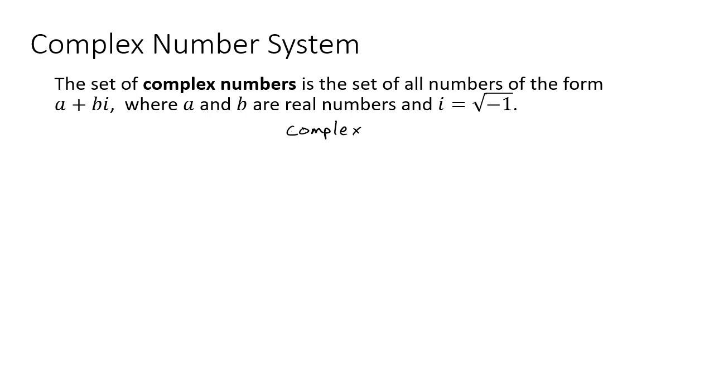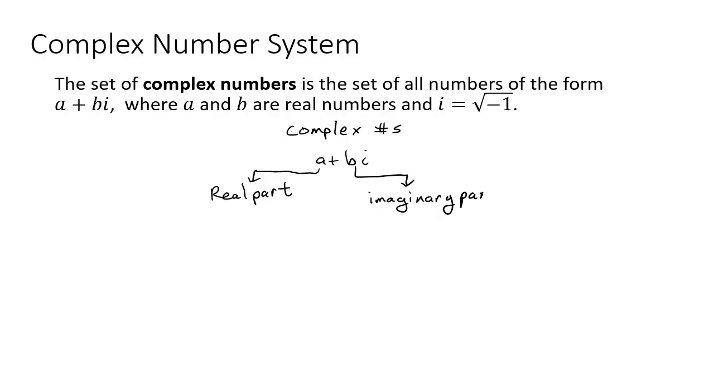So our complex numbers are numbers of the form a plus bi. The part without i, a, is called the real part of the complex number. And the part bi is called the imaginary part. i itself, the square root of -1, is sometimes called the imaginary number. So the imaginary part is the part with i in it.